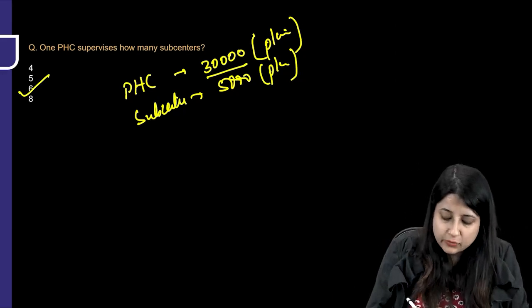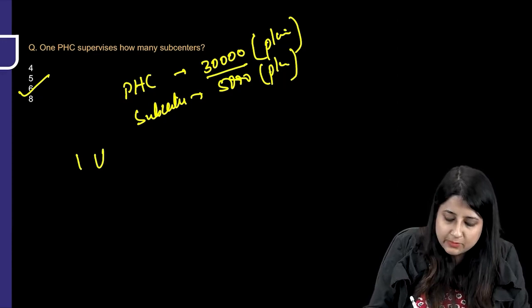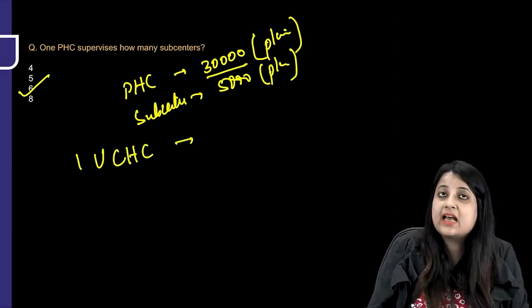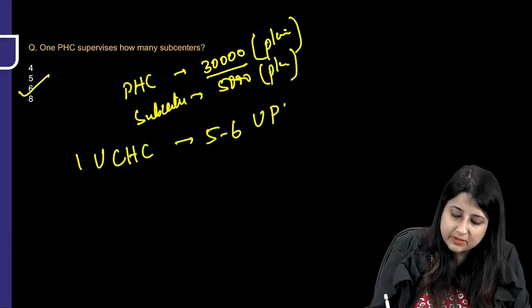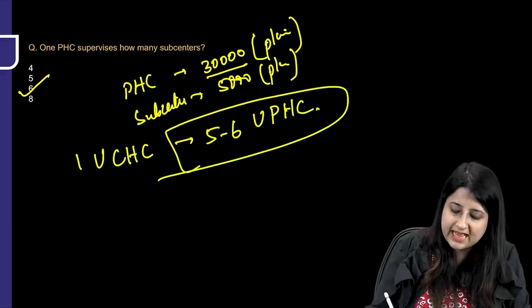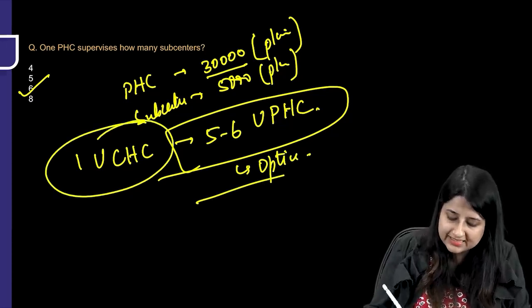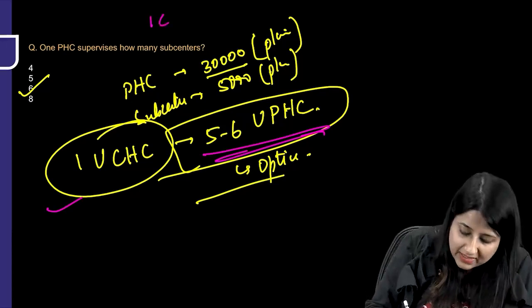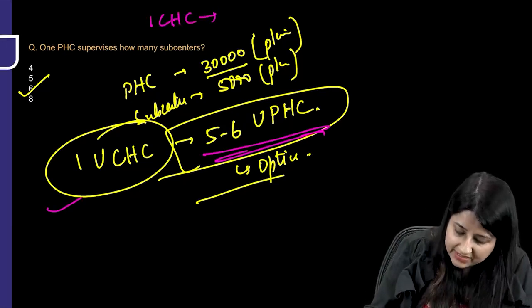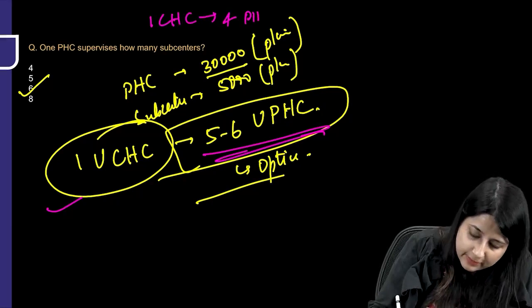Guys, here I would like to ask you something. One urban CHC is supervising how many urban PHCs? Remember, 5 to 6 urban PHCs. This has also come as an option in one of the MCQs. One urban CHC is supervising 5 to 6 urban PHC. But if I say one CHC is supervising how many PHC? So that will be 4 PHC.